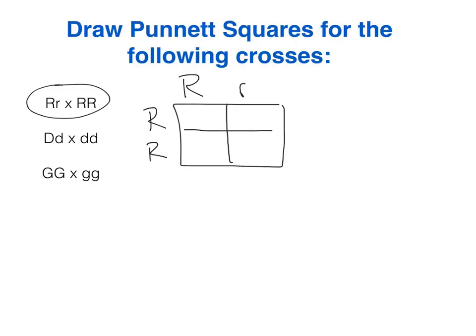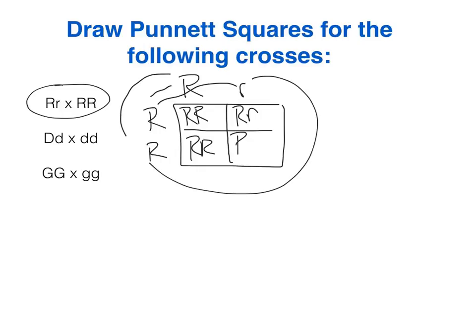How we do Punnett squares is we take these two here, R and capital R, and they go in this first box. Then we take the capital R and the lowercase r, and we put it in this box here. Then we take this capital R and this R, and we put it here. And then we take this capital R and this lowercase r, and we put it here. Okay. Wow, try to follow that.